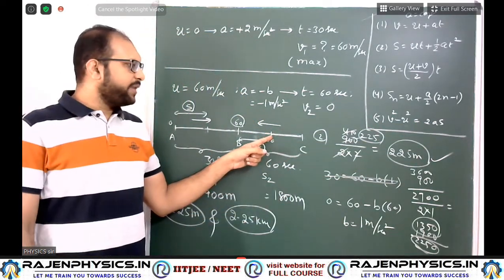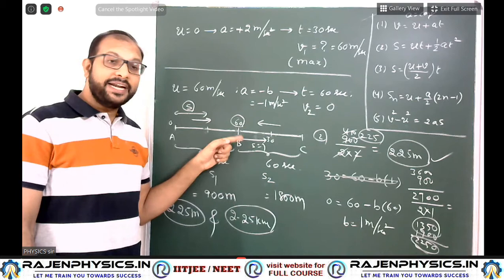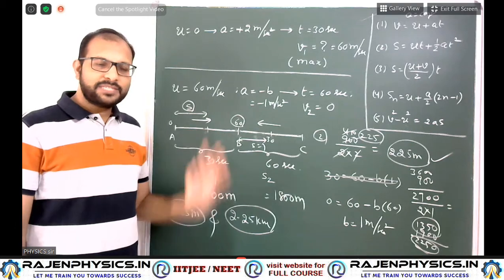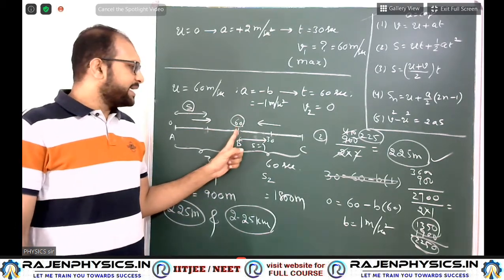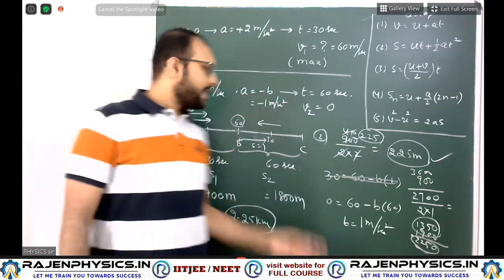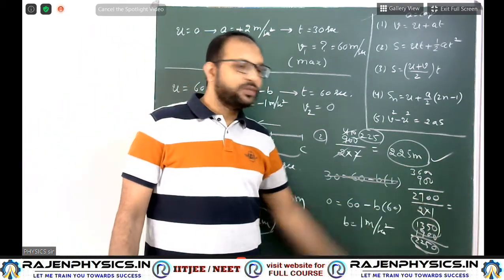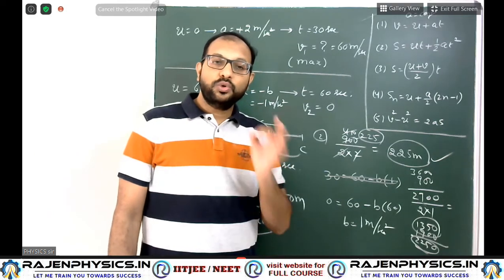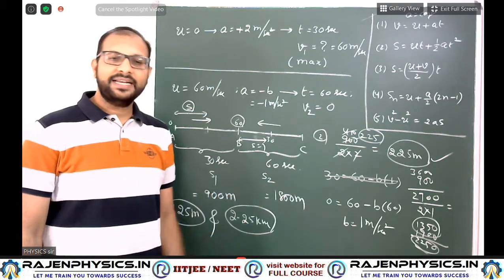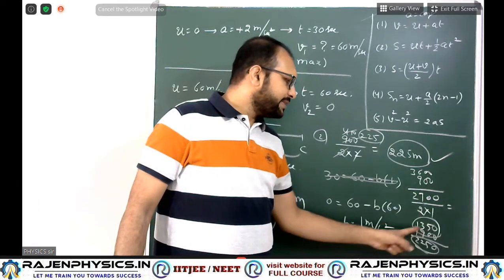Now tell me, here how much is V? 30. Here 60. 30 square minus 60 square divided by 2 into A. But A itself is minus 1, right? That's why minus minus cancel. Then 60 square is 3600, next to 30 square 900. 3600 minus 900 is 2700. So 2700 divided by 2A. A is 1 because minus already cancelled. So 2 into 1, 2700 by 2, 1350.